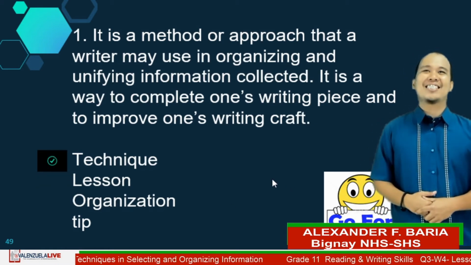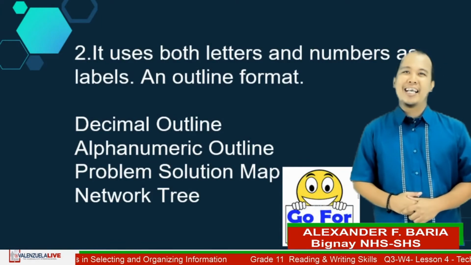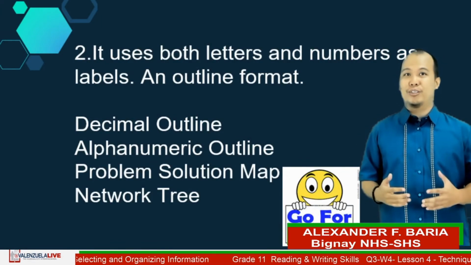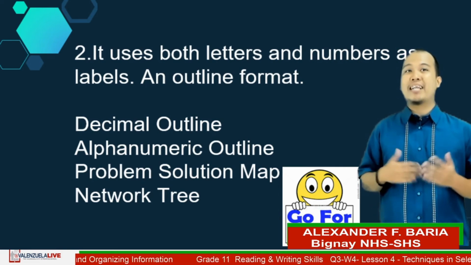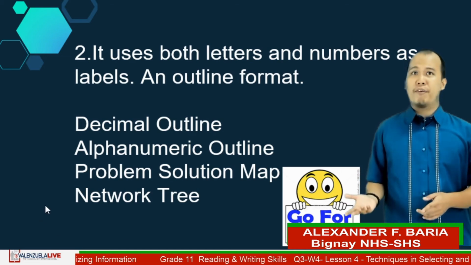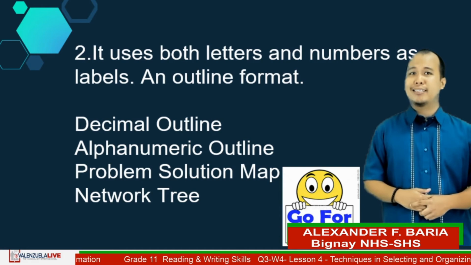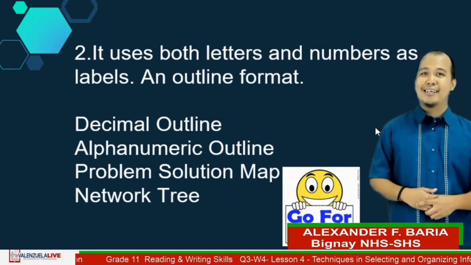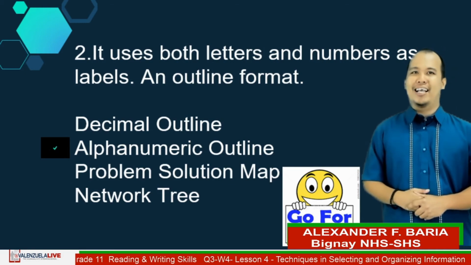Correct! The answer is technique. Let's have the second one. It uses both letters and numbers as labels. It is an example of an outline format. Is it decimal outline, alphanumeric outline, problem solution map, or a network tree? Brilliant! The answer is alphanumeric outline.